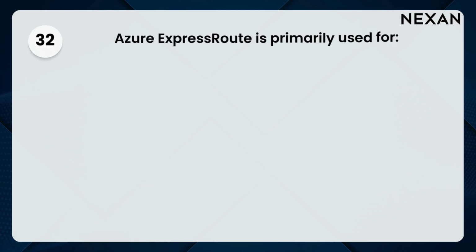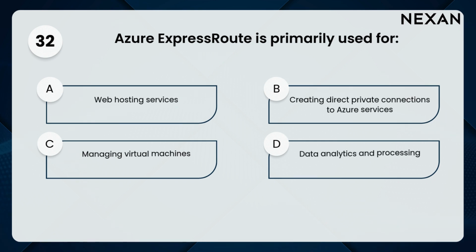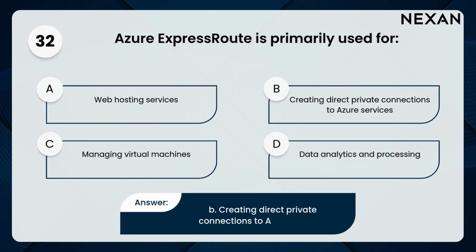32. Azure ExpressRoute is primarily used for A. Web hosting services. B. Creating direct private connections to Azure services. C. Managing virtual machines. D. Data analytics and processing. Answer. B. Creating direct private connections to Azure services.